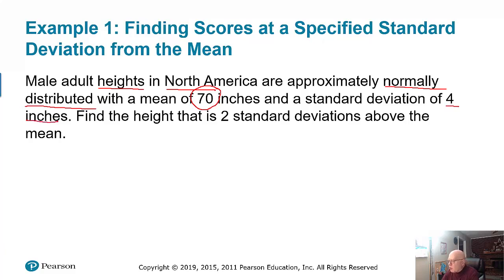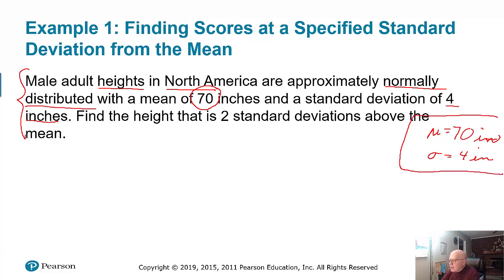Now, what I do when I'm working one of these problems is, I don't want to have to read this whole paragraph over and over. So the first thing I do is say, okay, it says the mean is 70, so I write it over here. Mean is 70 inches. And the standard deviation is 4 inches. Maybe put that in a box, maybe put some color to it. That way I can find this information anytime I need it. I don't have to go read through the paragraph again. Now this one says, find the height that's 2 standard deviations above the mean.